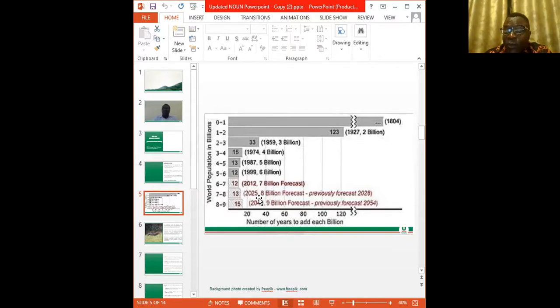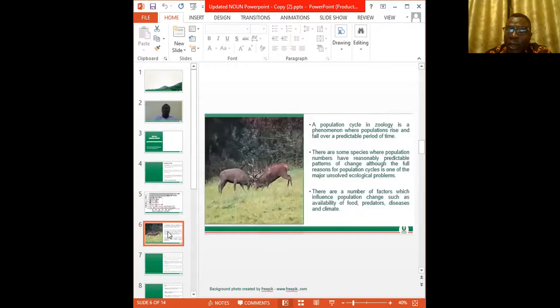billion. So if it gets to 2025, according to forecasts, it's likely that human population will get to 8 billion. And when it climaxes in 2040, we may have 9 billion. So you can see how dynamic human population is. But what do we mean by population cycle? Although we all understand what we know as life cycle, what do you mean by population cycle?